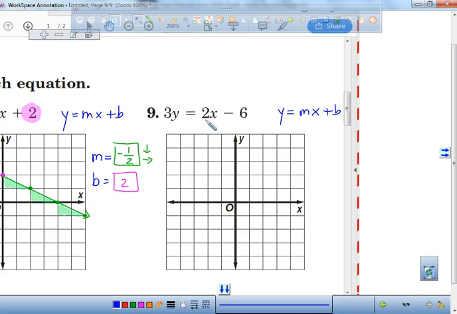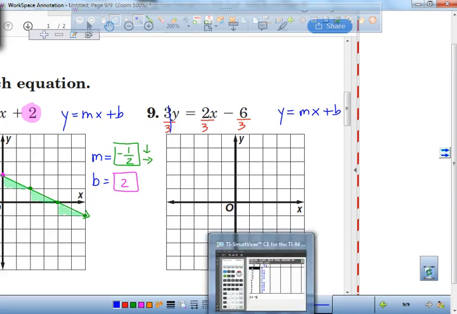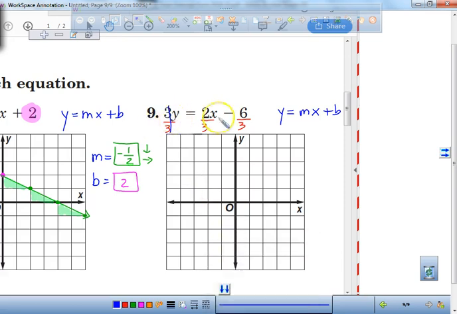3 and a y stuck together. 3 what? 3 times y. What's the reverse operation of multiplication? Division. So this is where you would need to divide, and divide by the number that's in front of the y. So here's my new equation. These 3's cancel each other out to a 1. So Abigail, what am I left with? Y equals, good.